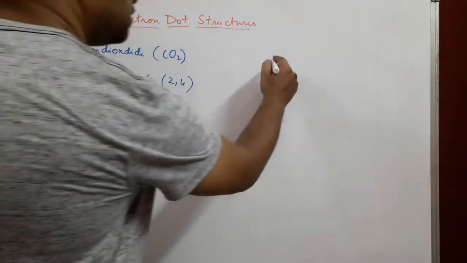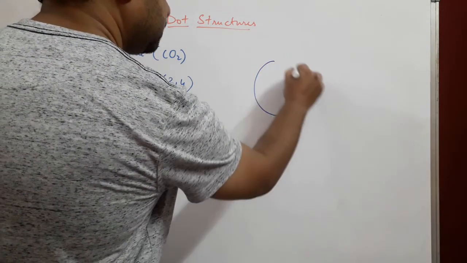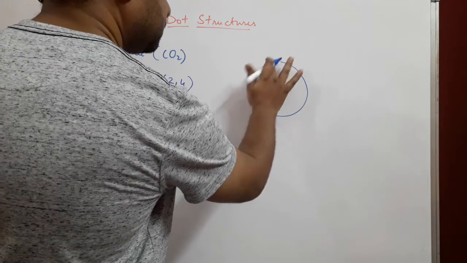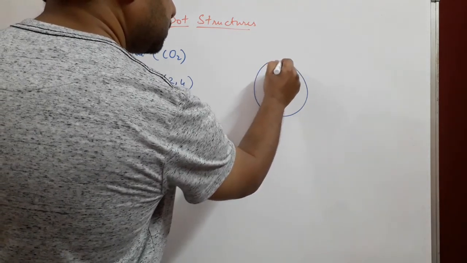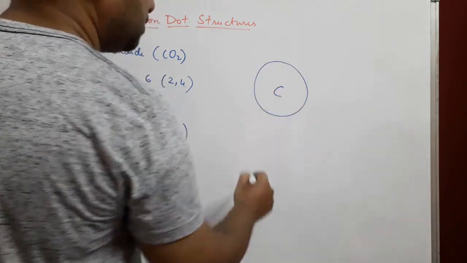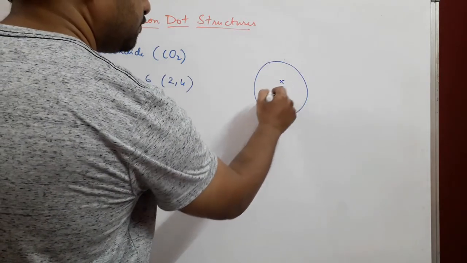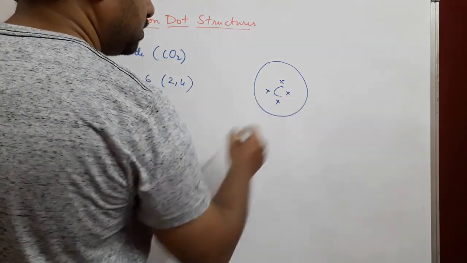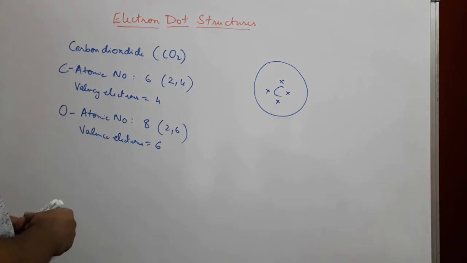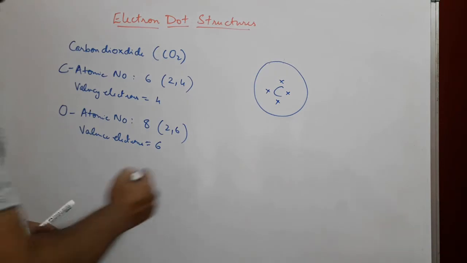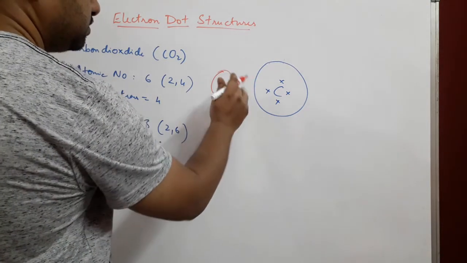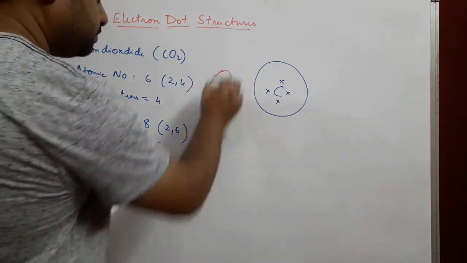First we'll draw the carbon atom this way. This is our carbon atom having 4 electrons in the outermost shell, and we have 2 atoms of oxygen. So I'll draw it this way, a little bigger.